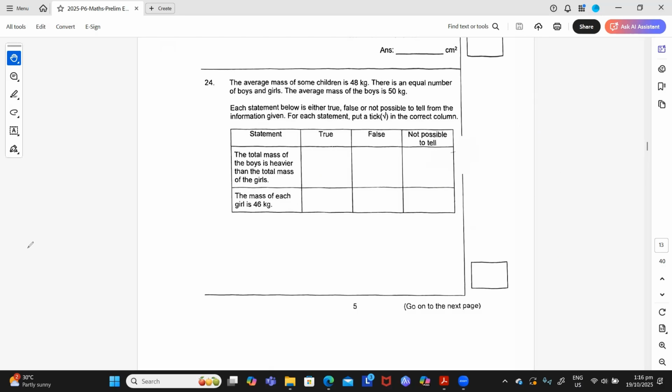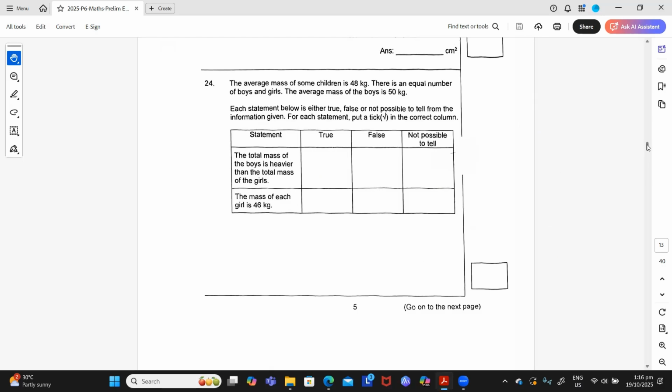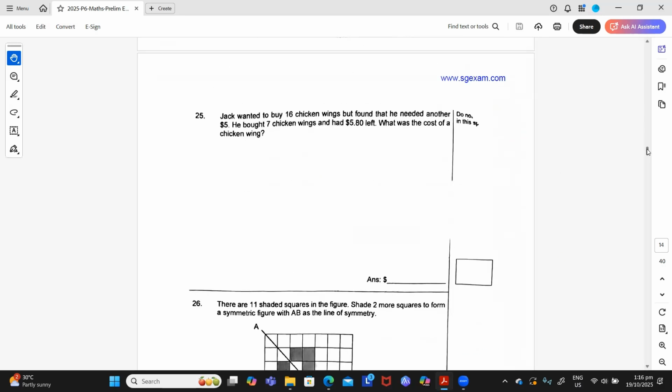Okay. So let's go to question 25. Okay, so this one you draw a model. So this one is excess and shortage. The one that talks about excess is the best sentence that describes your total money. Okay, so you put your total money here.